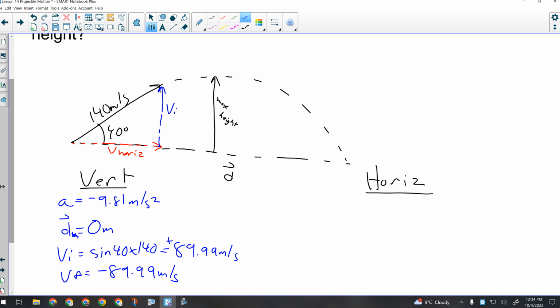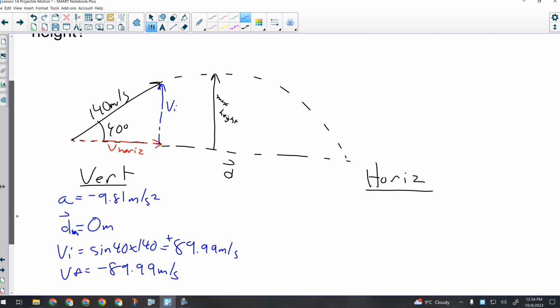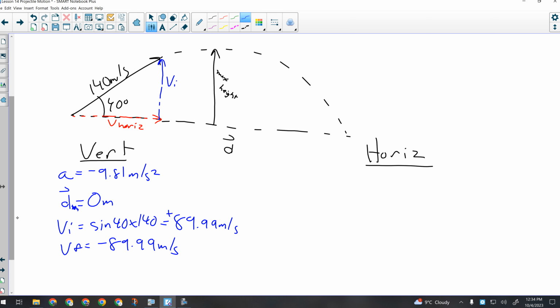negative 89.99 meters per second. All right, if I have VI, VF, and A, what can I calculate that I always need in a projectile question? Time. Okay, so I would use my good old Science 10 formula, VF minus VI, in this case over A, to solve for T. So that would be negative 89.99 minus 89.99 divided by negative 9.81.